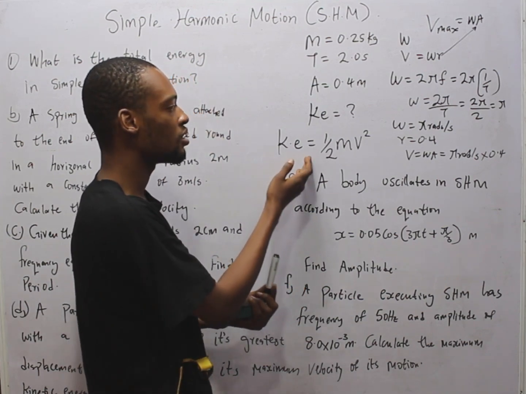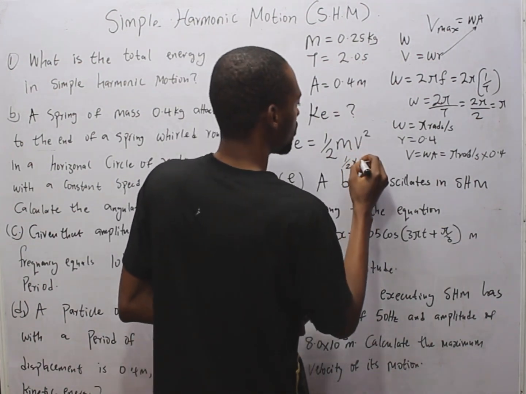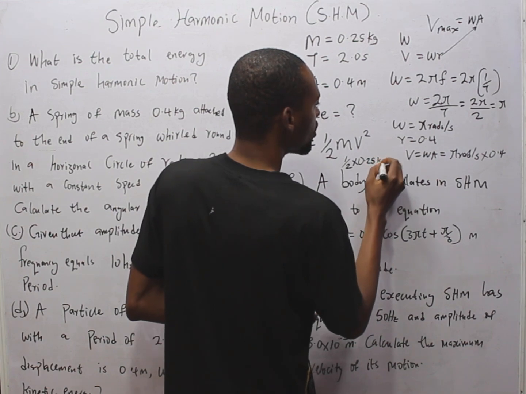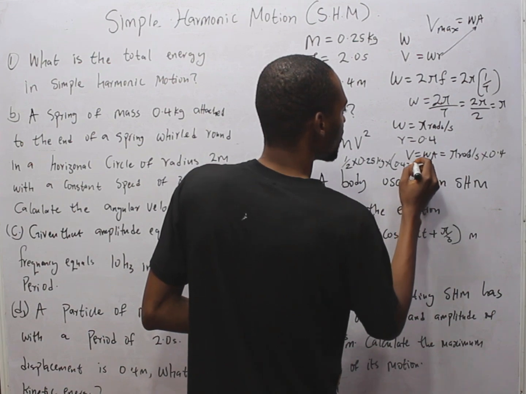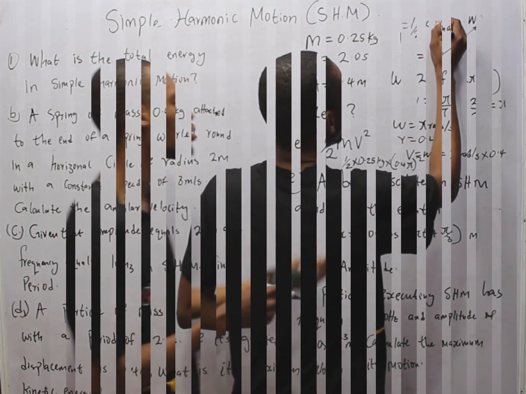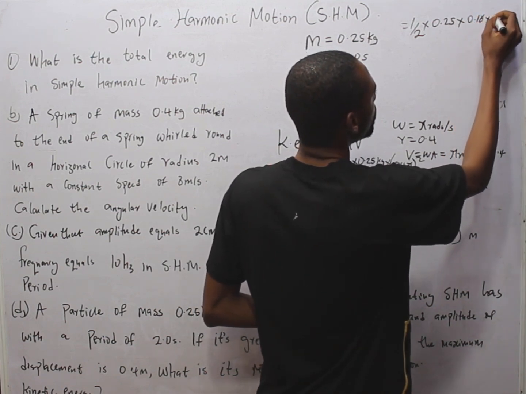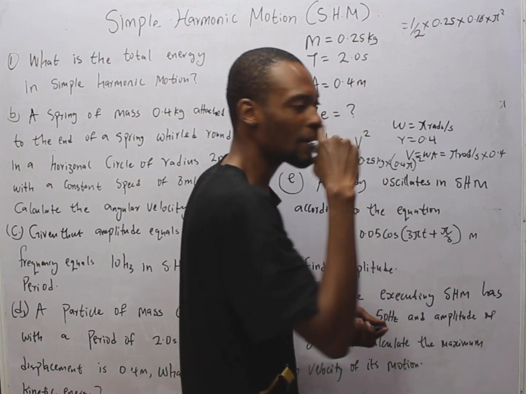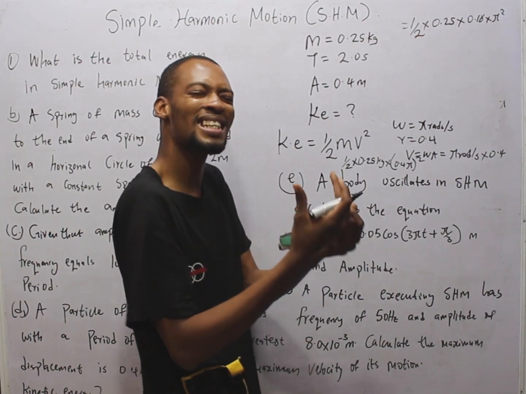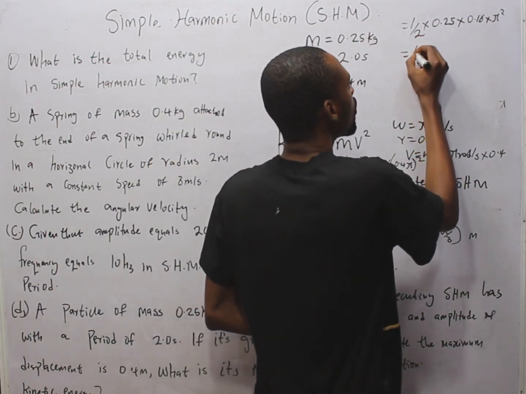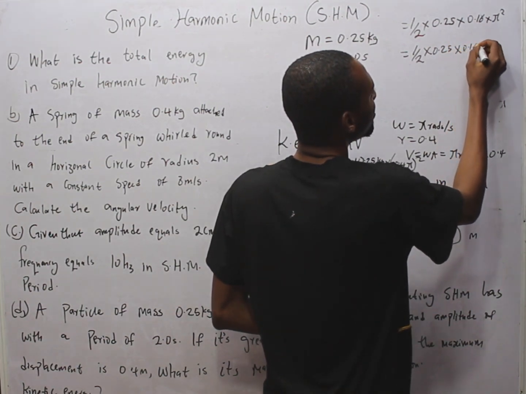How do we get kinetic energy? We simply substitute to have 1/2 times mass 0.25 kg times V squared, which is 0.4 pi squared. That is 0.25 times 0.16 times pi squared. Pi squared, you can take to be approximately 10 because it's 9.8 something, 9.89 something. So this is the same thing as 1/2 times 0.25 times 0.16 times, let's say, 10.